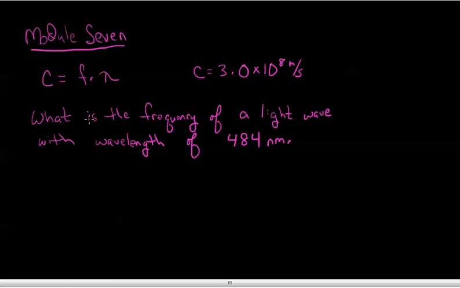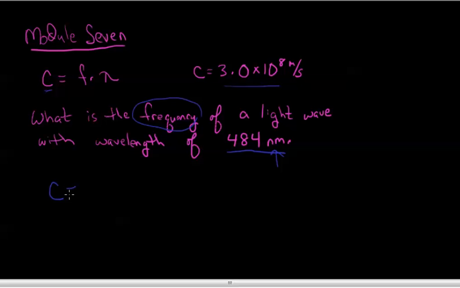The first one is, what is the frequency of a light wave that has a wavelength of 484 nanometers? We know the speed of light is a constant, 3.0 times 10 to the 8th meters per second. You should go ahead and have that constant stored in your calculator. So what is the frequency?